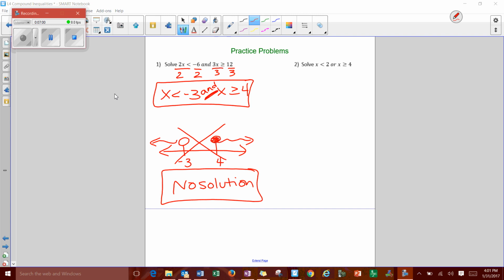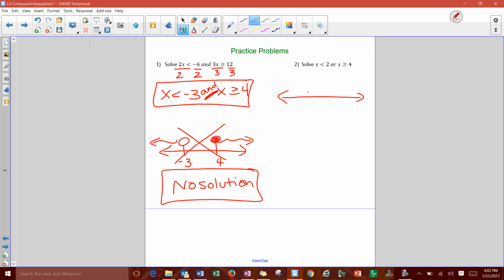Let's take a look at number 2. So first I would try and solve, but both of these inequalities are already solved for me. So now I can just go ahead and graph it. So I would look at 2, and I would say x is less than 2, and 4, x is greater than or equal to 4 would go like that. And I want where one or the other or both are true. So that would be my final answer.